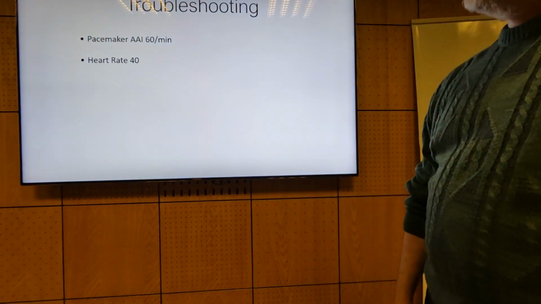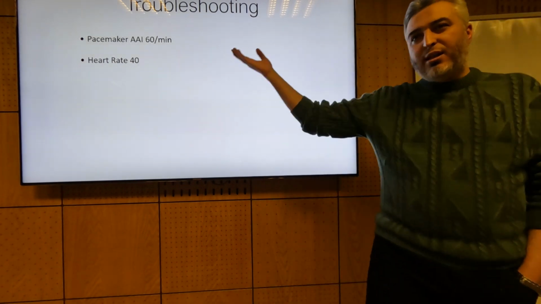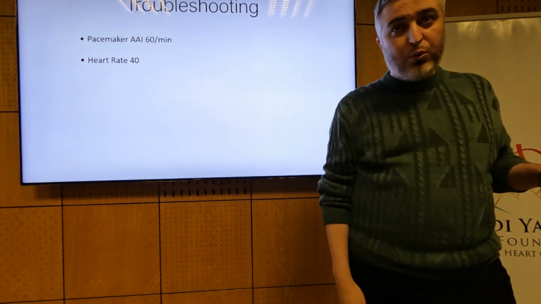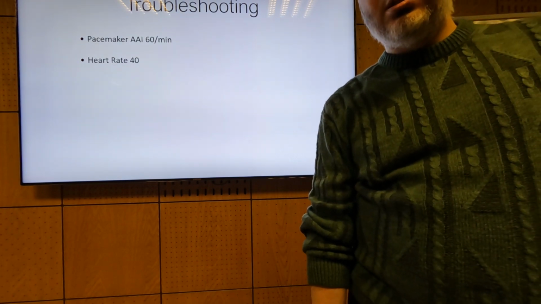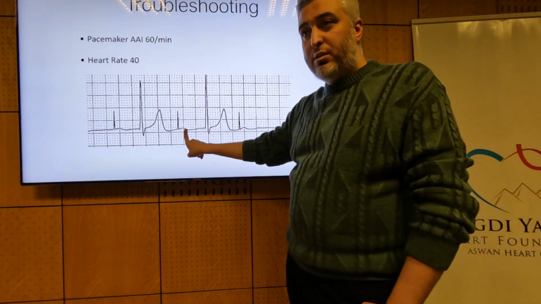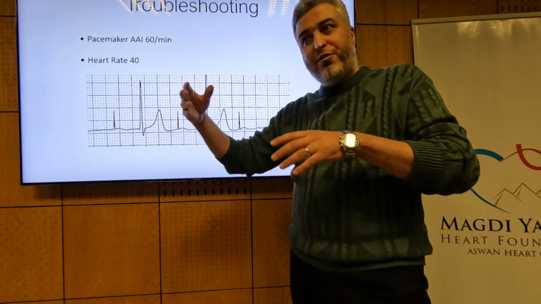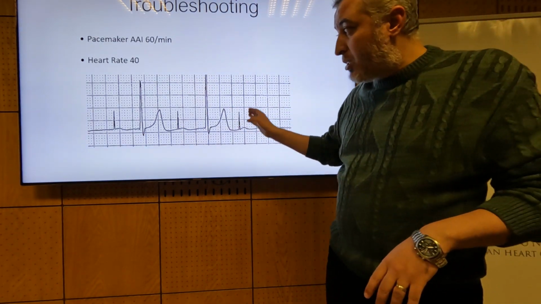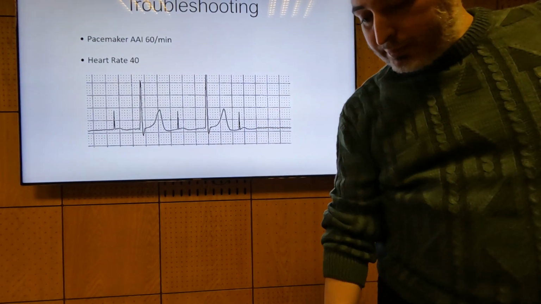AI 60, yet the heart rate is 40. Again, all the other causes, but added to that, heart block. How would you know that there's heart block? If the spike is followed by a P wave, then that means it was actually captured. So it's not the problem of the output, sensitivity, the cable or anything. It was actually captured, but this P wave was not conducted. So again, this can be hard luck.